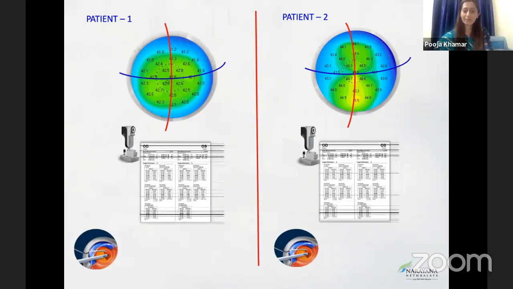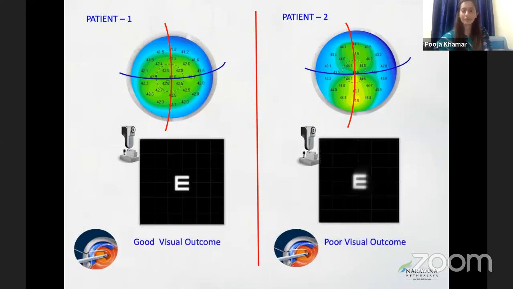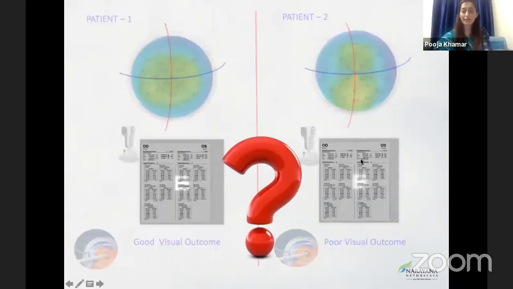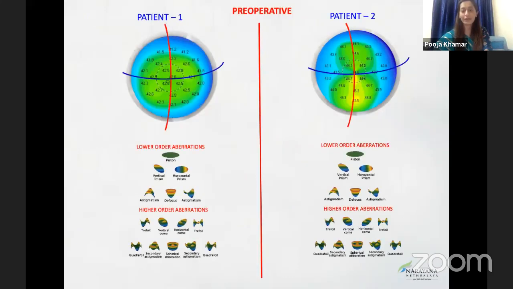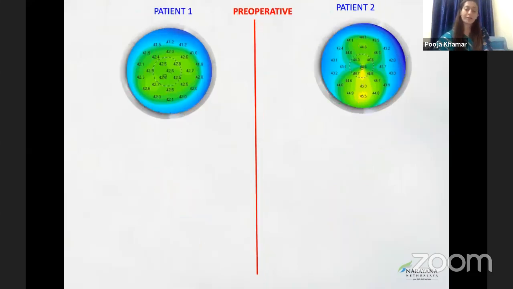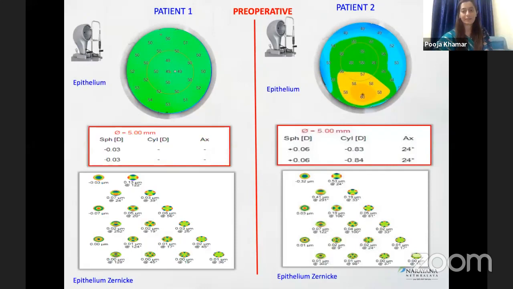However, the first patient had a good visual outcome and the second patient had a poor visual outcome. So the question here was, again, what was happening to these two patients? Why did these two patients have different outcomes when there was no astigmatism actually present on the topographies? We went ahead, and how we plan our surgeries is just looking at the lower or the higher order aberrations. But we went back and looked at their epithelial maps.